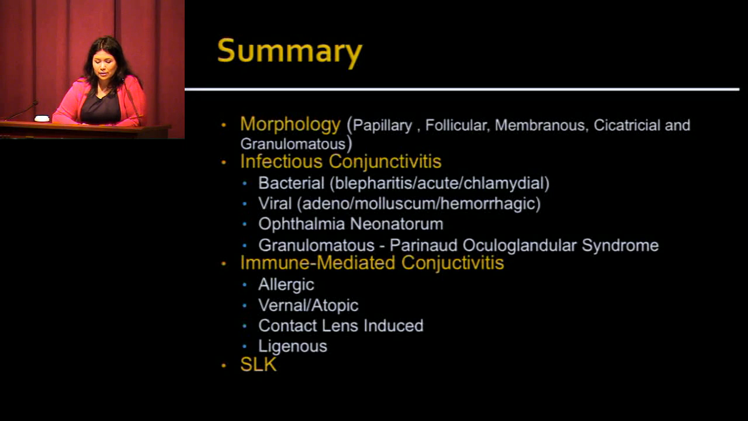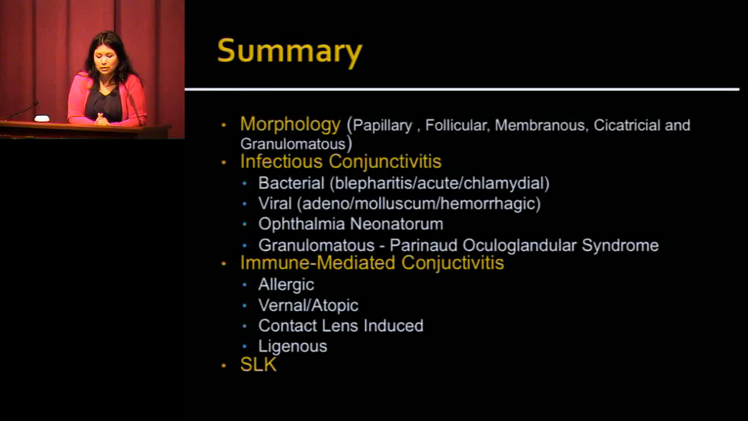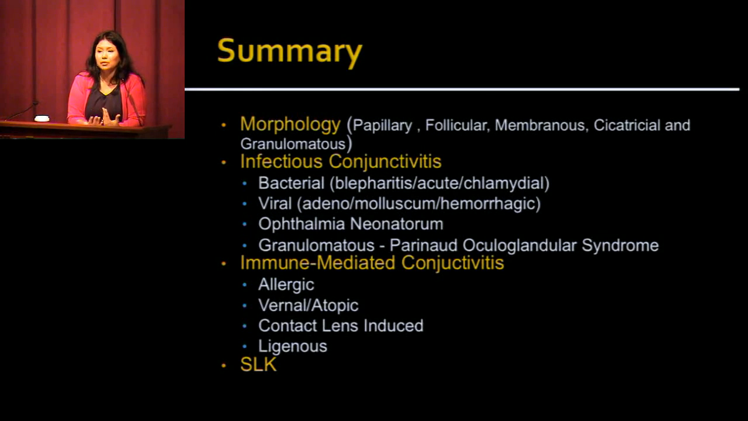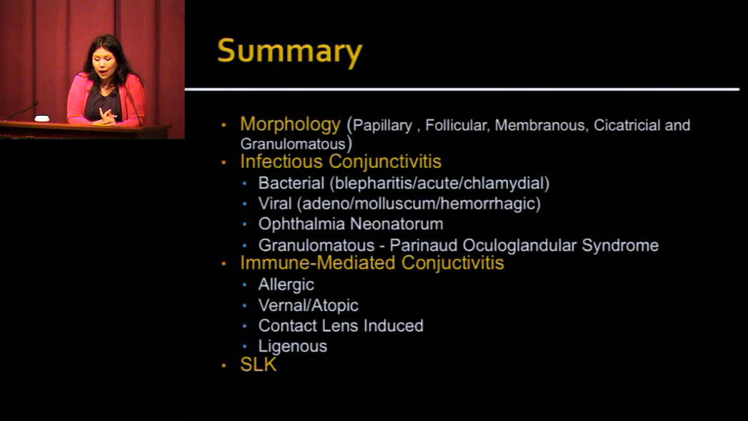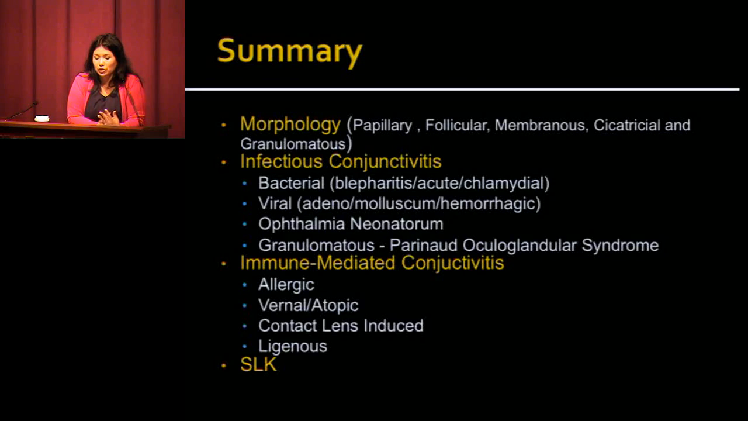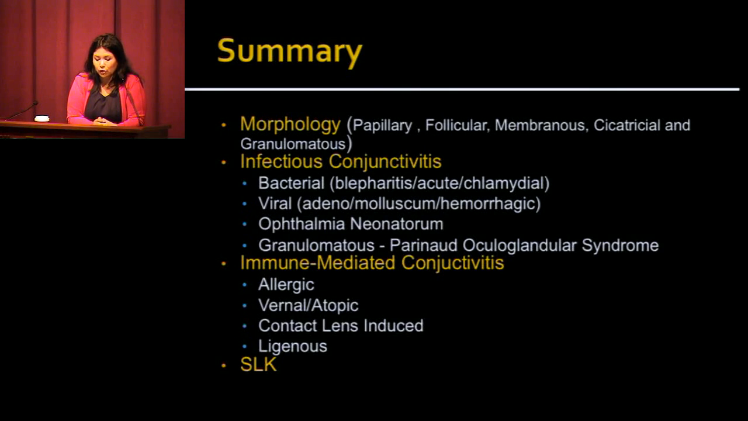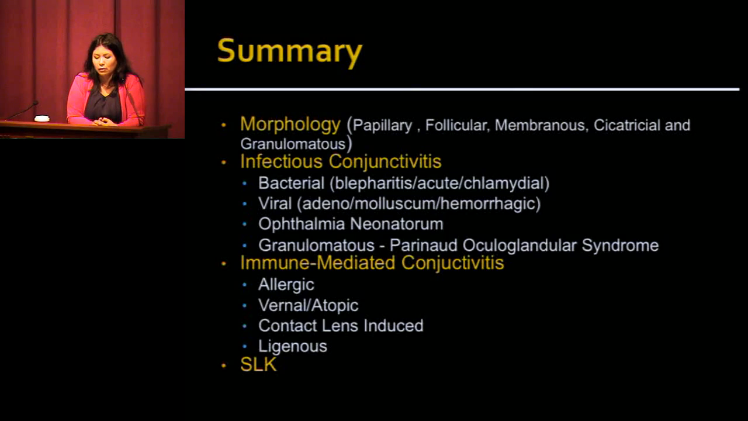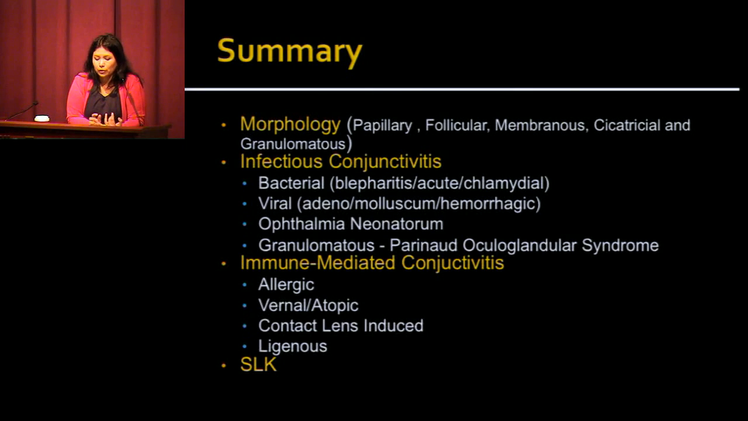So that's it, guys. That was a summary. Basically, what we talked about was when you're talking about conjunctivitis, you want to divide them into different groups. You want to be able to tell what type of conjunctivitis it is, because that's going to lead you in the right path. So you got papillary, follicular, membranous, cicatricial, and granulomatous. The infectious types that we talked about were bacterial causing, so blepharitis, an acute, hyperpurulent, gonococcal, chlamydia. And the viral were adeno, molluscum, hemorrhagic, the main characters.